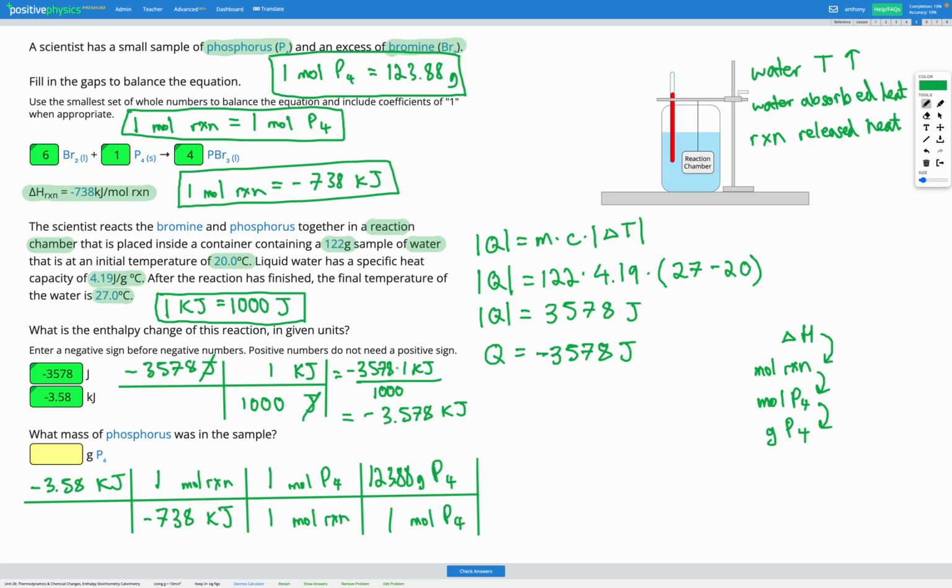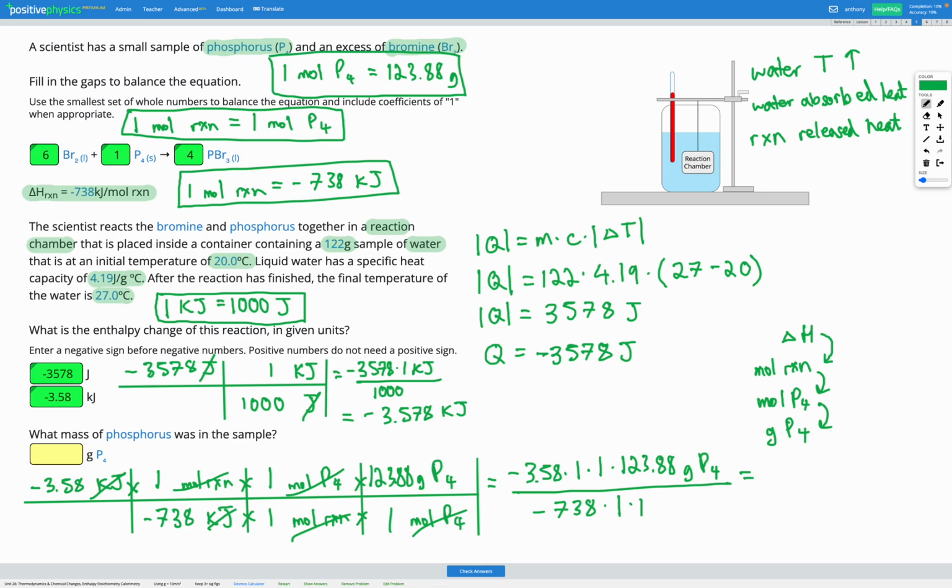We can go ahead and multiply everything on the top, multiply everything on the bottom. We're going to divide top by bottom. So any units that are the same, top and bottom will cancel. So kilojoules cancel, moles of reaction cancel, moles of phosphorus cancel. We're left with negative 3.58 multiplied by 1, multiplied by 1, multiplied by 123.88 grams of P4, divided by negative 738, multiplied by 1, multiplied by 1.